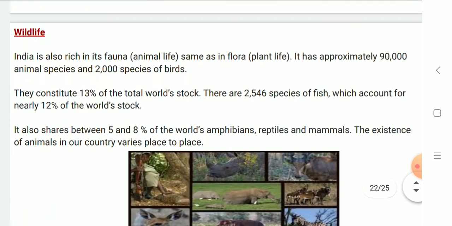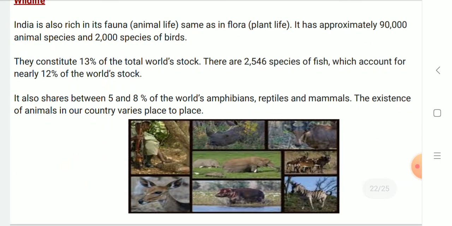Let us move on to wildlife. India is rich in its fauna as well as flora. It has approximately 90,000 animal species and 2,000 species of birds. They constitute 13% of the total world stock. There are 2,546 species of fish. It also shares between 5 and 8% of the world's amphibians, reptiles and mammals.